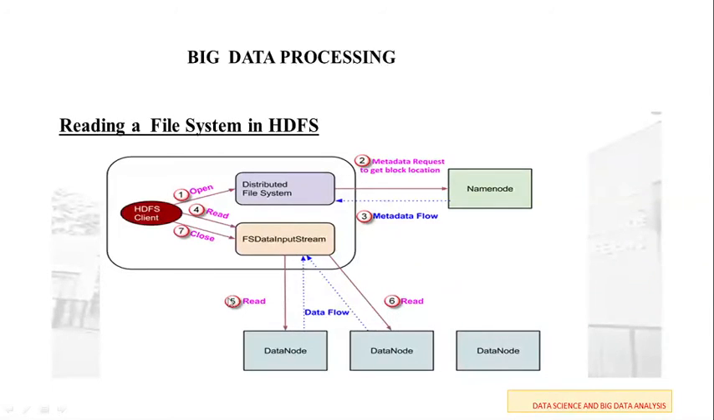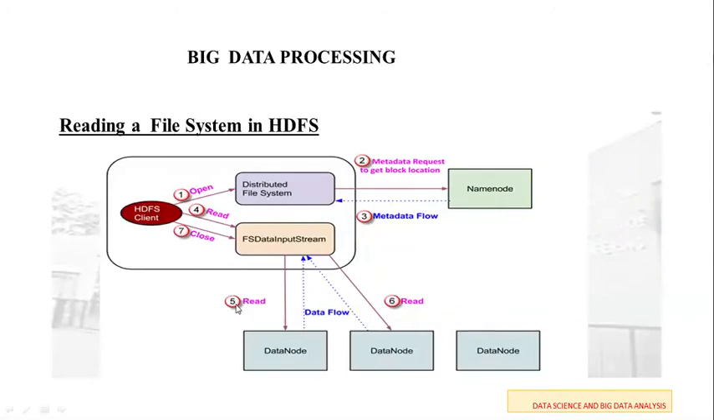Then in the fifth step, data is read in the form of a stream, where the client invokes the read method repeatedly. This process of read operation continues till the end of the block is reached. So the actual reading operation is performed through step number 5.